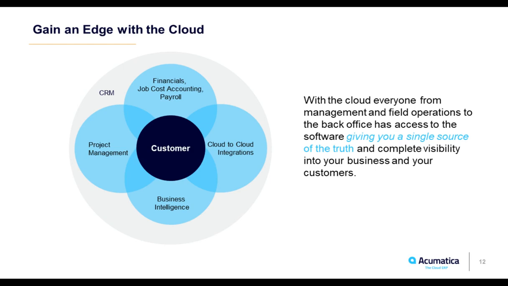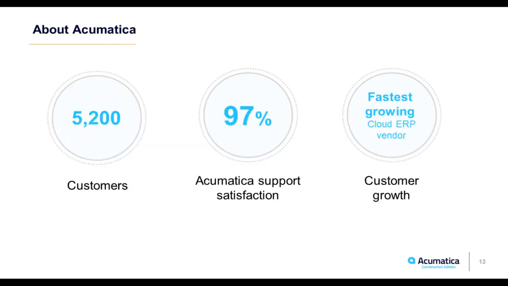So what are we talking about? Again, the cloud is providing you that edge, taking those disparate systems. You may have one system for takeoff, another one for estimating, another one for project management, another one for scheduling, another one for job costing, and another one for accounting. With a product like Acumatica, a true cloud solution, you're taking all of those pieces into one product, giving visibility for the back office folks and the field operations people to have access to that software, giving everyone a single source of truth with real-time visibility right into your business and your customers as well.